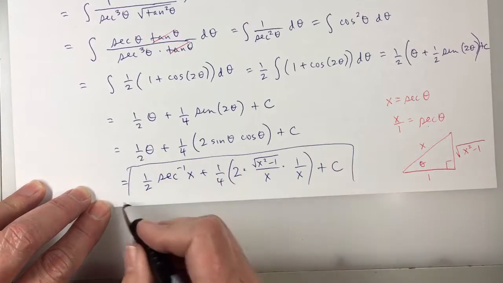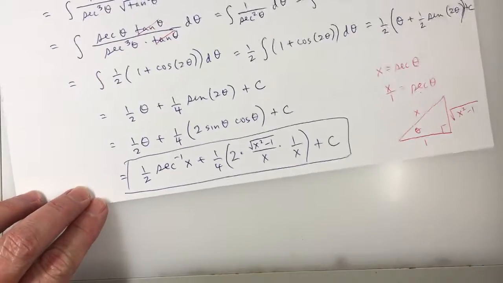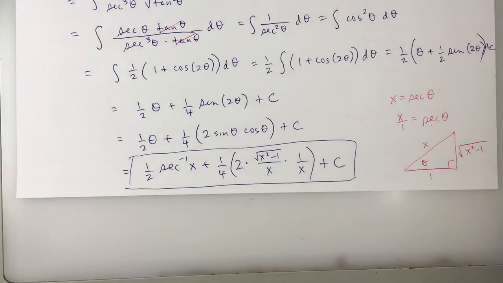And you can simplify that a little bit if you like. You can multiply 1/4 times 2. I'm going to leave it at that.